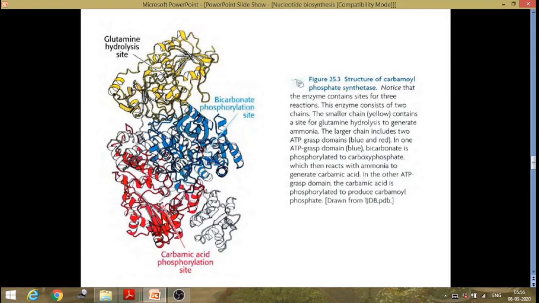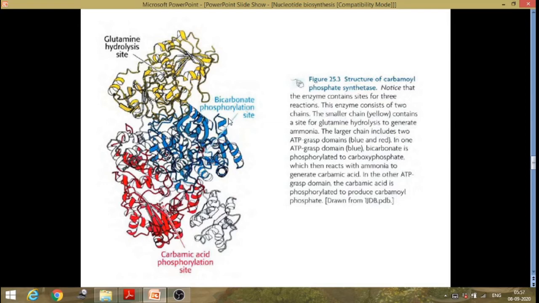So we have three catalytic sites in one enzyme, and this enzyme consists of two chains. The yellow color chain carries the catalytic site for glutamine hydrolysis, and then there is the white chain which carries two ATP grasp domains, one in blue and one in red color. These are two ATP grasp domains which carry out phosphorylation reactions by ATP molecule. So you see we have one enzyme carrying out three different reactions.